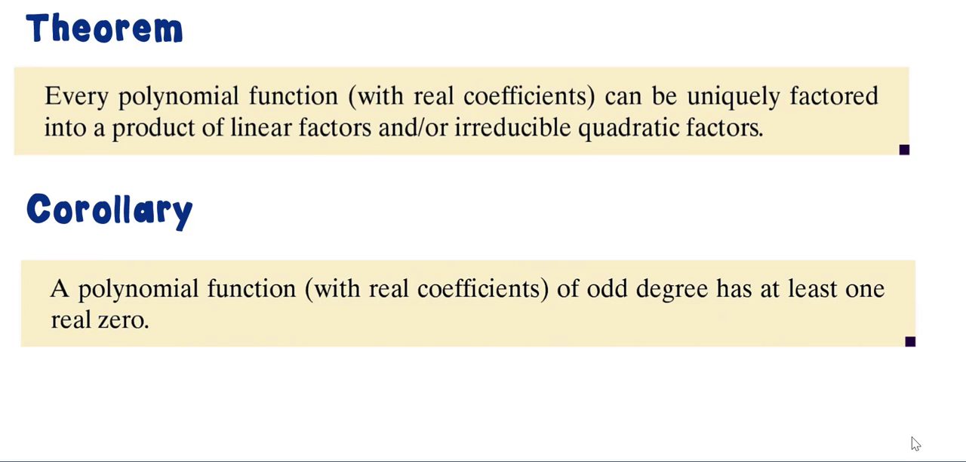And then the corollary says a polynomial function with real coefficients of odd degree has at least one real zero. So that means basically if it's a polynomial and it does not contain imaginary numbers, remember imaginary numbers are the i's, and if they don't have imaginary numbers, then it can be factored.